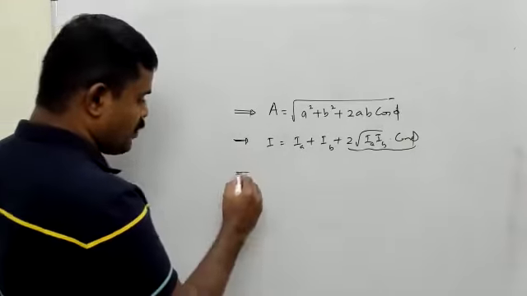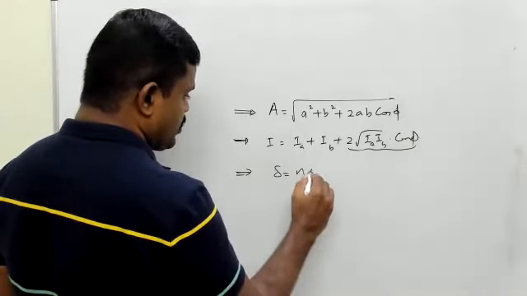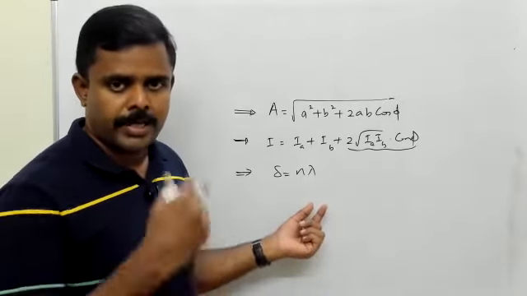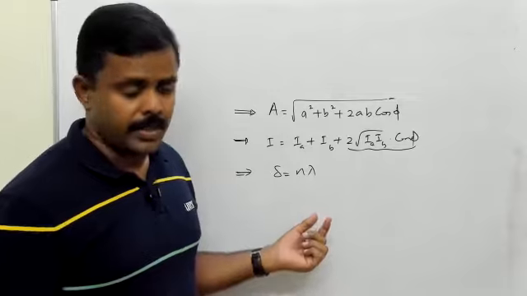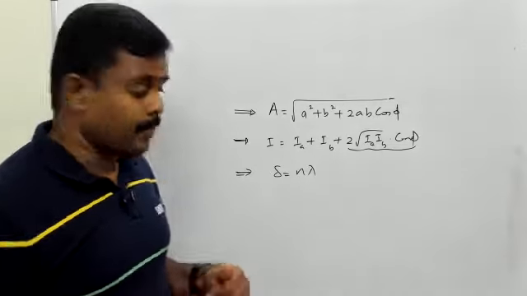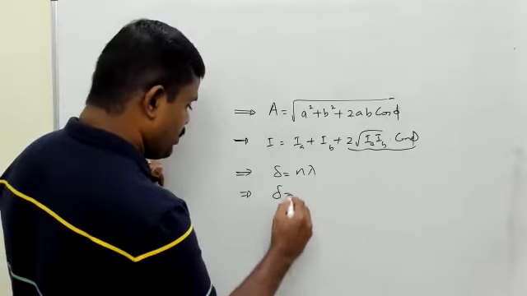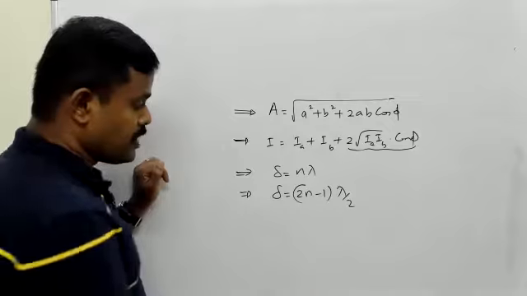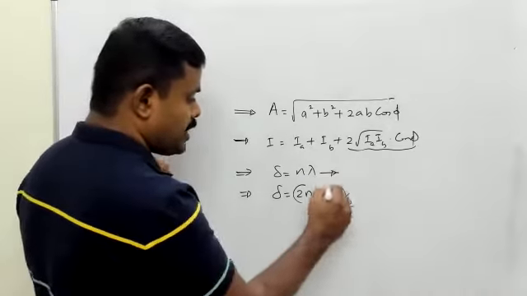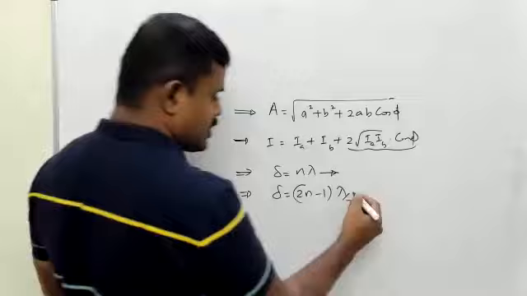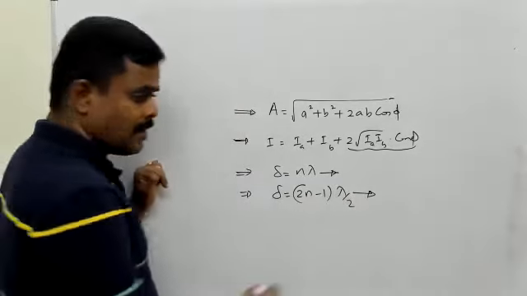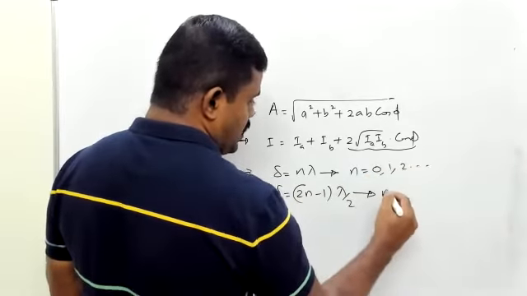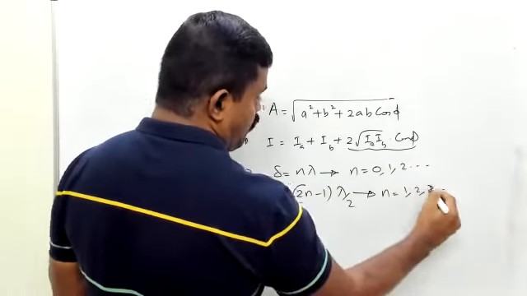And then we had the conditions for maximum and minimum. Delta is equal to n lambda, path difference equal to n lambda: 1 lambda, 2 lambda, 3 lambda, 4 lambda, etc., is the condition for maximum, whereas delta equal to (2n minus 1) into lambda by 2 is the condition for minimum. So this is the condition for maximum or bright band, whereas this is the condition for dark band. And n value, I told you, you have to start from 0 here: 0, 1, 2, 3, etc. Here the n value has to start from 1.